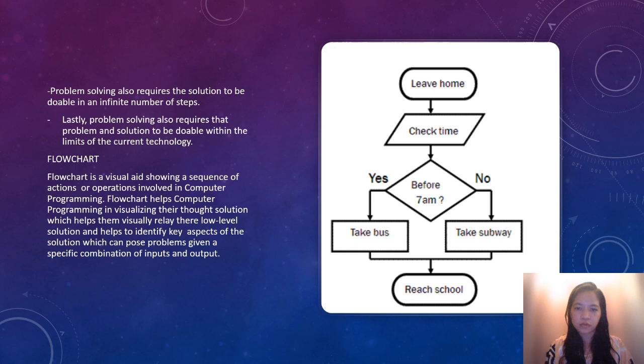Like for example here, say you're going to school. First, you will leave home. Then you'll check the time before 7. You will decide if you will take a bus or take a subway. Then here is the end, reach the school.